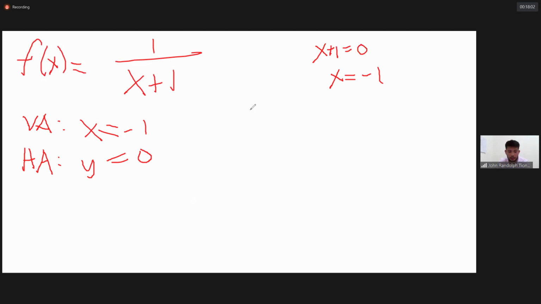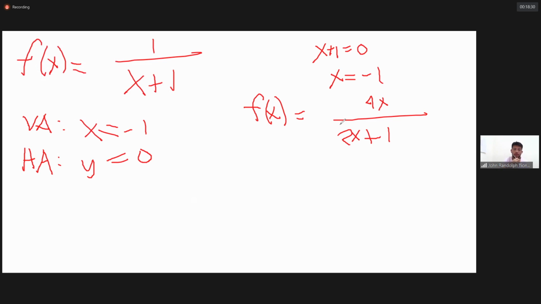Okay, let's have another one here. F of x. Let's have this example. F of x equals 4x over 2x plus 1. Okay. So again, first thing first. Okay. Tingnan natin kung is there a need for us to reduce the rational function.